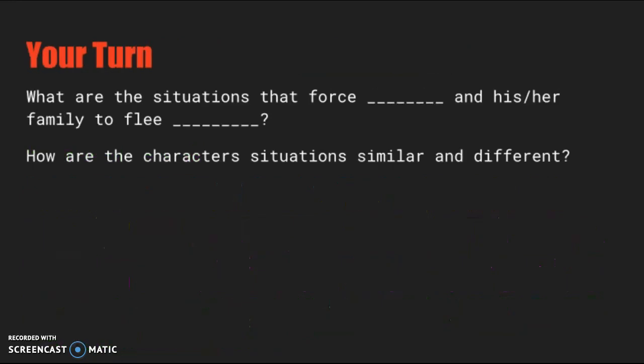So now that we've gone through the RACE strategy together, it's your turn to complete this for the different characters and then answer the second part of the question: how are the character situations similar and different? So, first, you'll do each character. You'll say, what are the situations that forced Joseph and his family to flee Germany? And then, what are the situations that forced Muhammad and his family to flee Syria? And you'll answer that. You'll do a paragraph for each of those from start to finish with RACE. And then you'll do that for the last one.